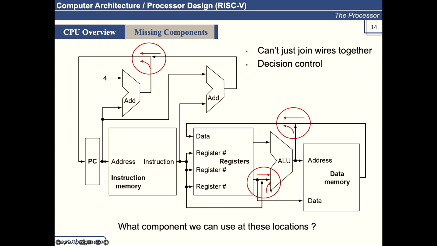Similarly, this mux will decide whether the addition should be performed between the register contents or the data coming from the immediate field. Similarly, this one will decide whether the next instruction is the one in sequence, in order, which is PC plus 4, or the branch instruction. It will decide which instruction to be executed. Okay. Any question here?